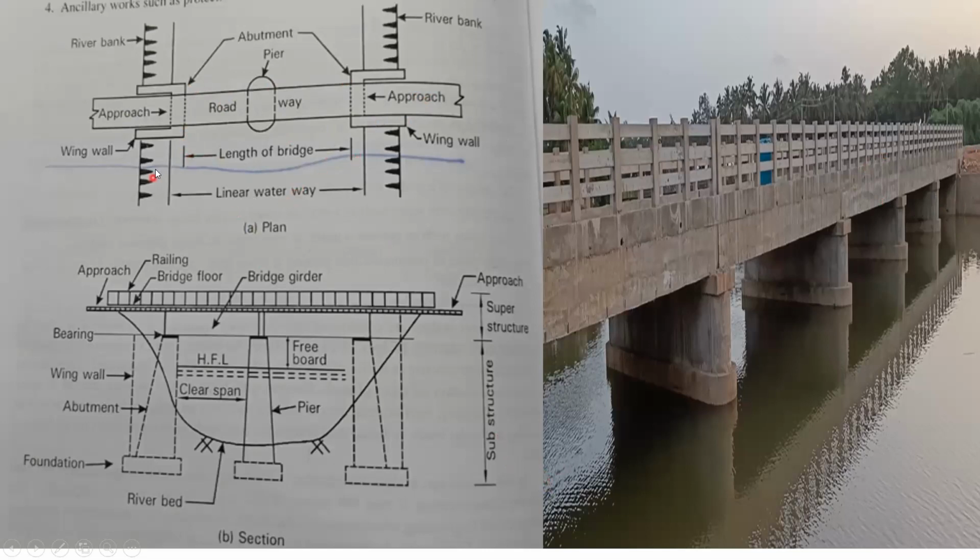And the linear waterway. My linear waterway will be from the end of this approach to the end of this approach. So this is my linear waterway wherever the water is flowing, isn't it? From this part. See, water is flowing from here also, right? So this is my linear waterway. Got it? So this was about the sections and the plan of a bridge.